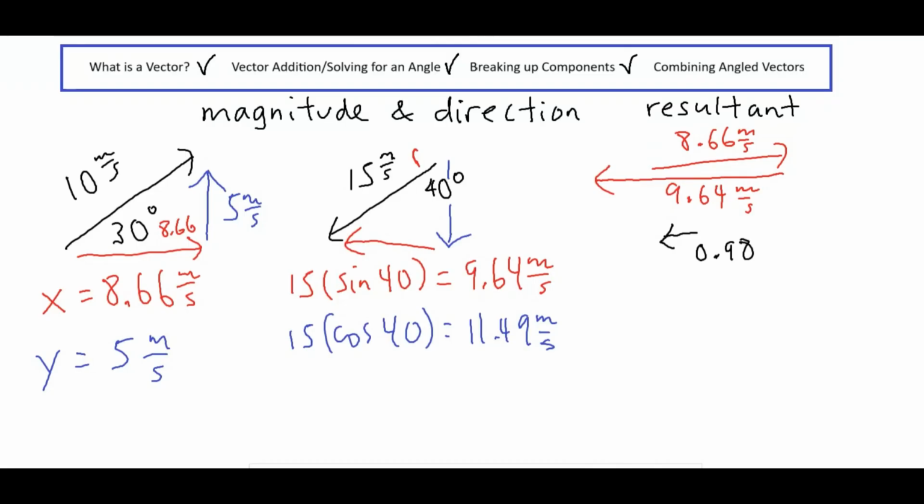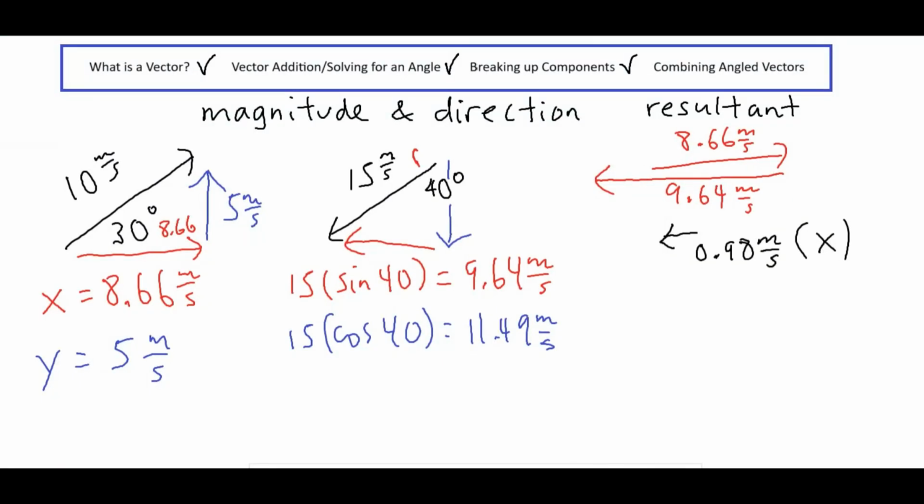Okay, if they're in the same direction, you're going to add them. If they're in opposite directions, you're going to subtract them. Okay, no need to put a negative in there for the final answer. I just have an arrow pointing to the left because clearly this vector going to the left is larger than the one going to the right. Okay, so that is my final x component.